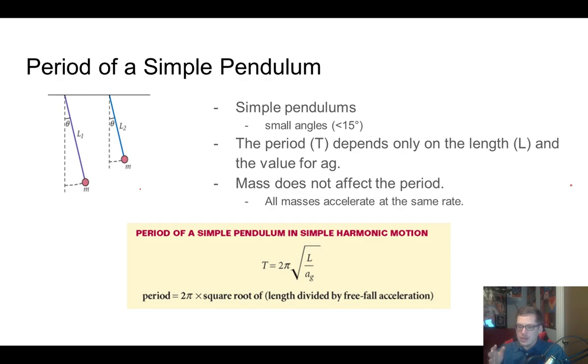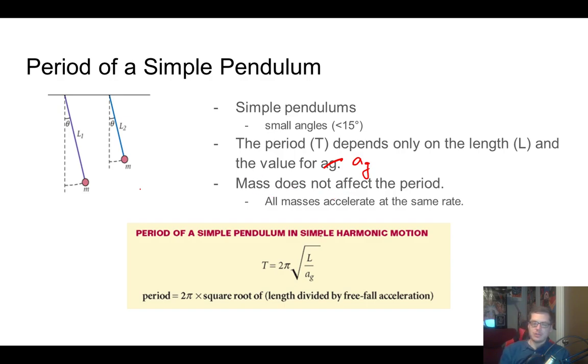Now, the period, the capital T, depends only on the length and the value for the acceleration due to gravity. This should be a subscript g, acceleration due to gravity, like that. All right. Notice that the mass of the object does not affect the period, and that's because all masses accelerate at the same rate. Okay, it's pretty wild. All masses accelerate at the same rate, so it doesn't matter what the mass is.